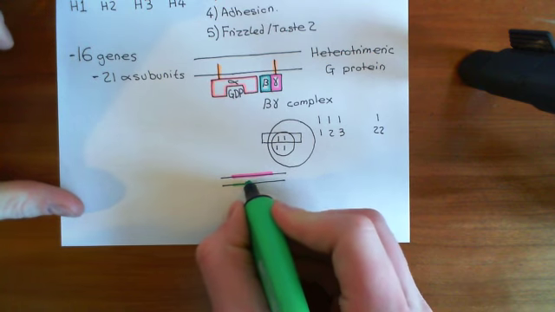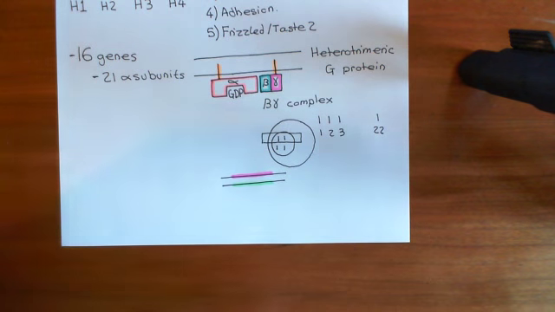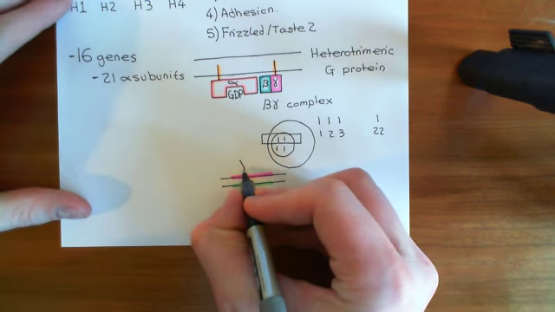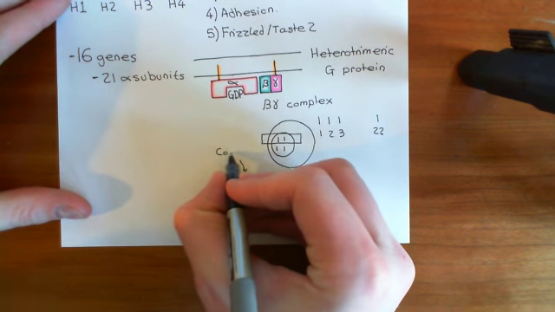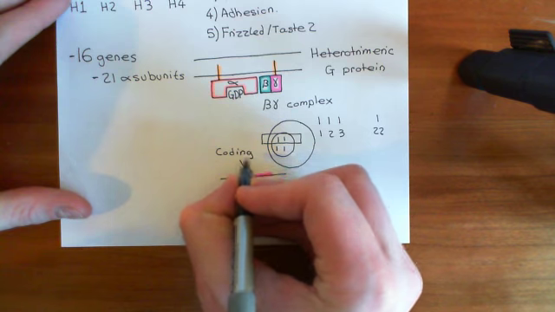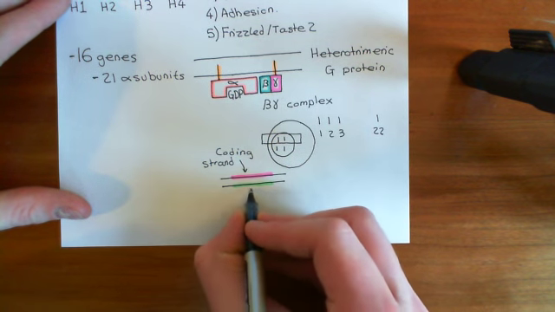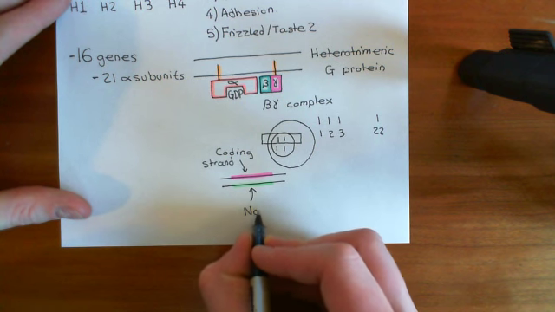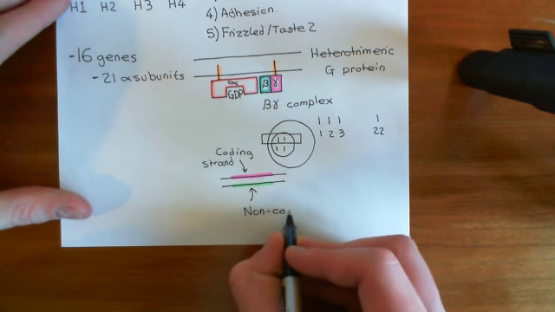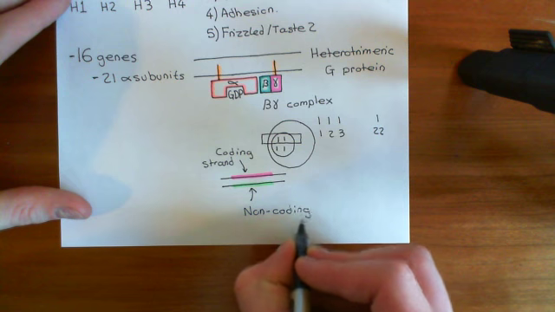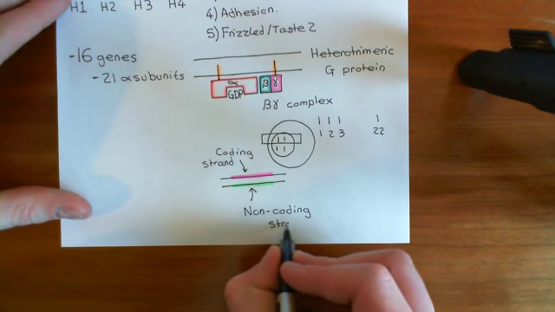Okay, so we can divide the two strands of DNA into two different pieces, basically. One of them will be the coding strand, so let's say this pink one will be the coding strand, okay? And this green one is then the non-coding strand. Now, what does this mean? Well, basically, when you transcribe the DNA, you do not need both strands.